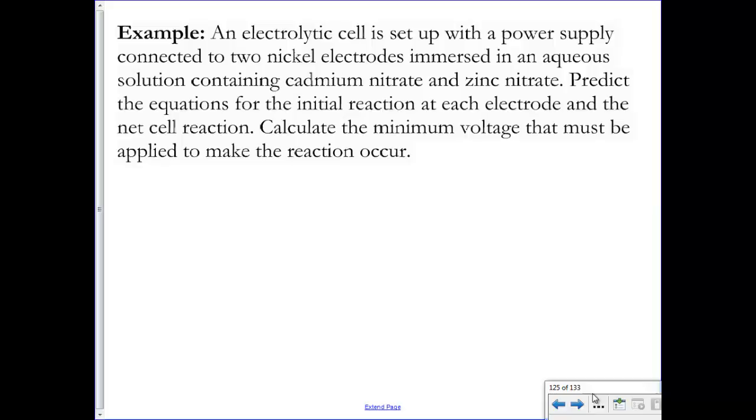Read through the rest of that stuff if you want. It basically talks about how we hook things up and positives and negatives and flipping things.